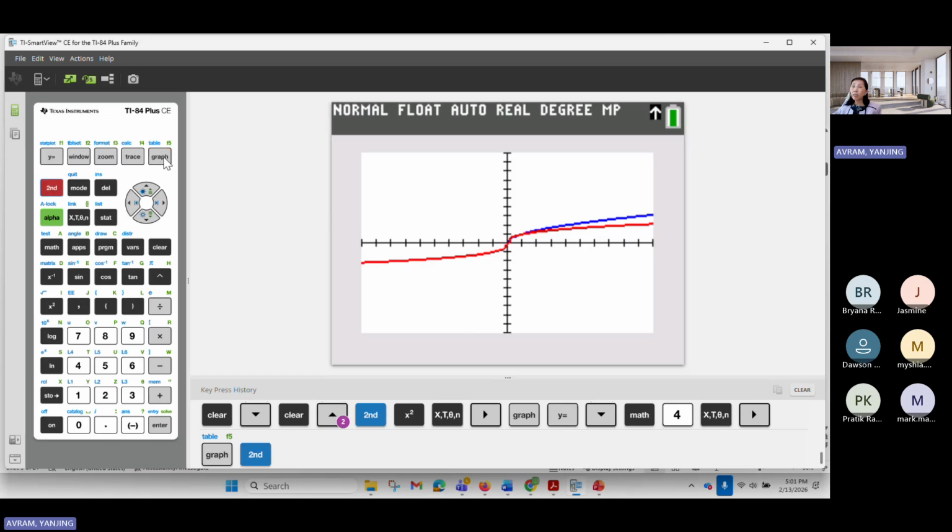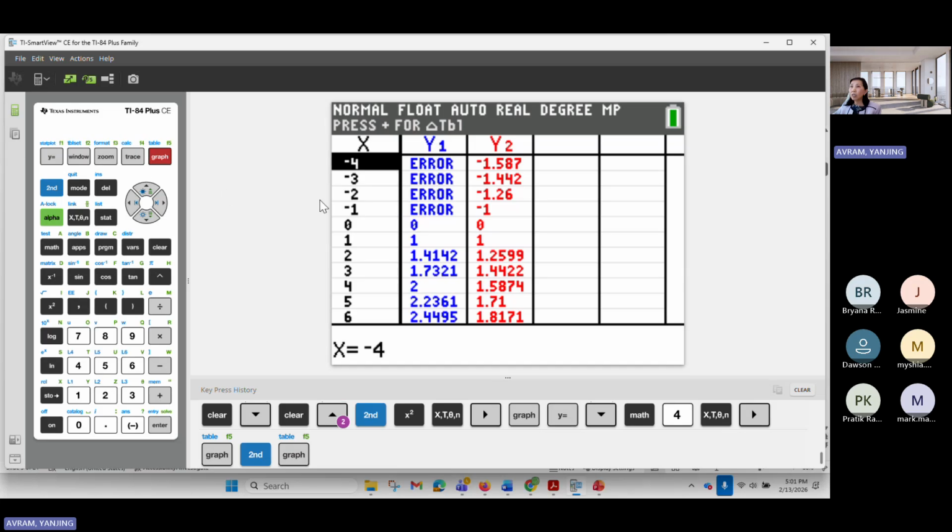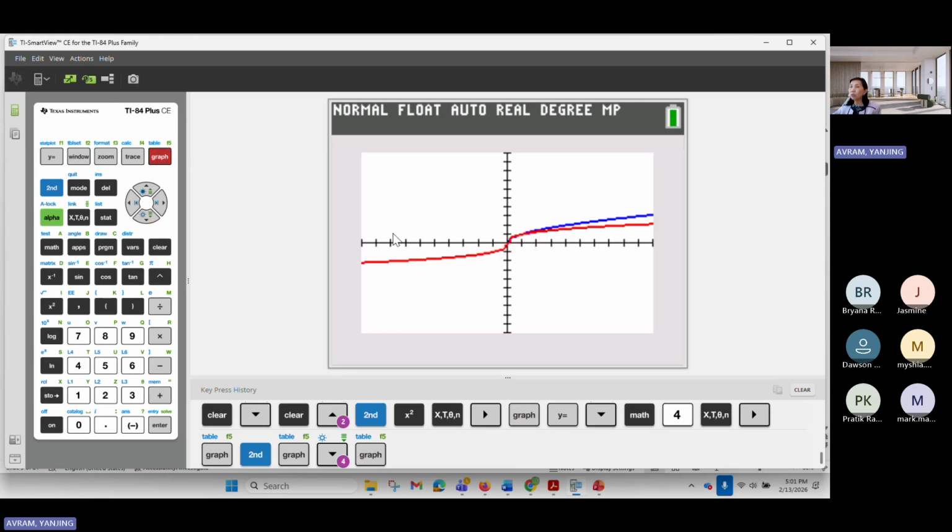You can also go to the table to look at it. Look at the x: when x is negative, the square root gives you an error, and the cube root all has negative values here. So the domain for the square root has to be greater than or equal to 0, but for the cube root it can be anything. So the graphing calculator can be pretty helpful that way.